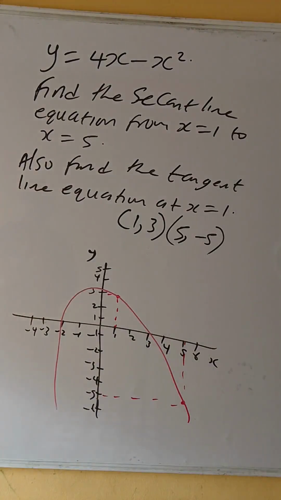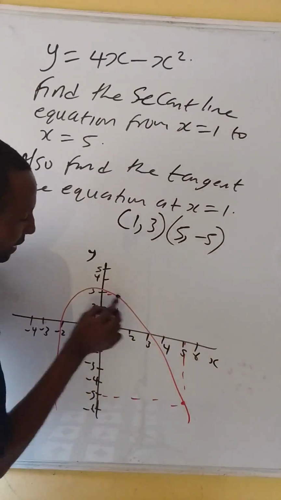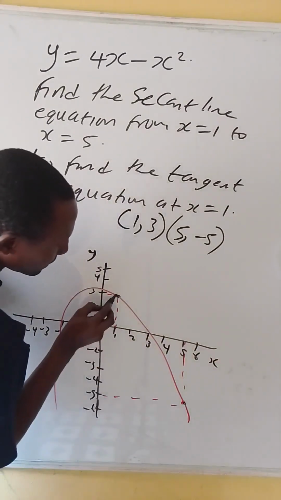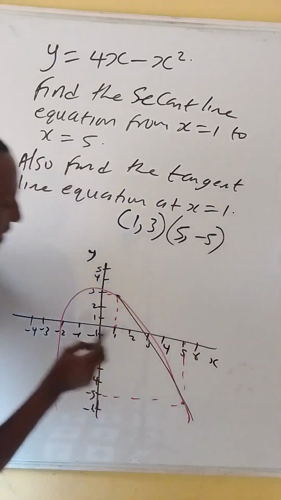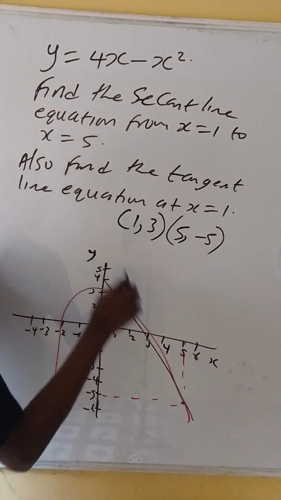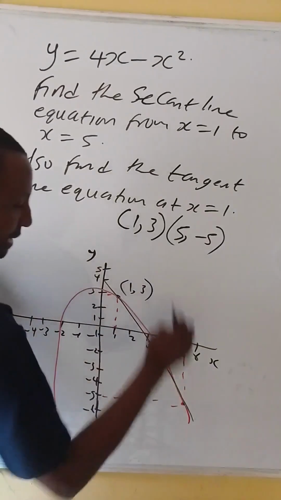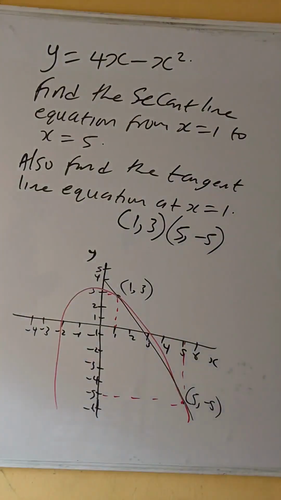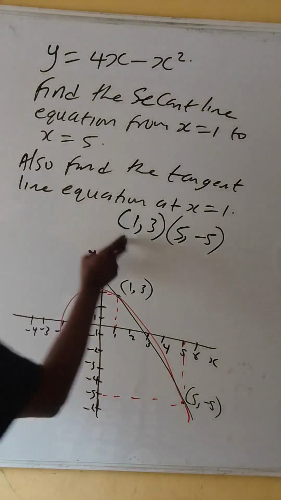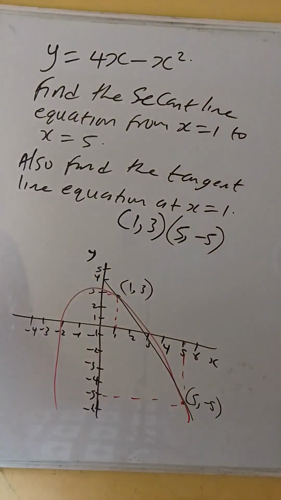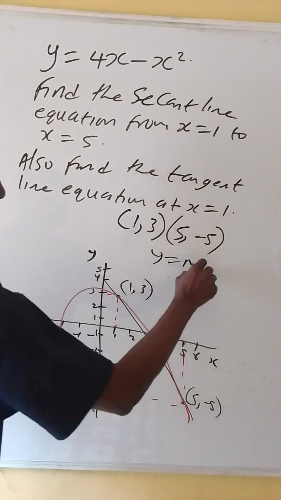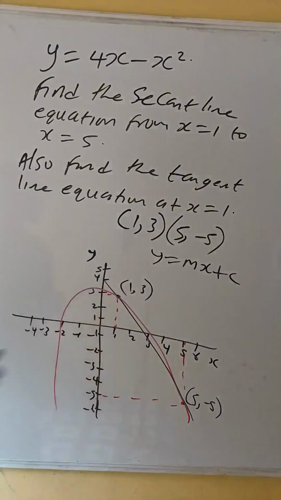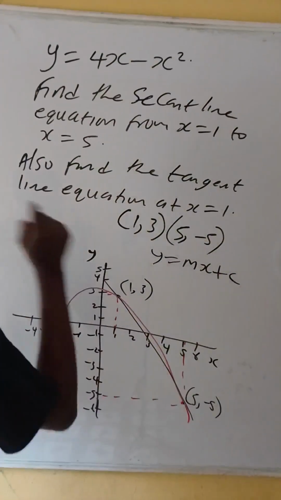And the secant line is going to be here and here, joined together, a straight line. My secant line. So this point is 1 and 3, and this point is 5 and minus 5. We're going to find the equation of that secant line. This is a straight line, so it's going to be y equals mx plus c. M is the gradient and c is the intercept on the y-axis.